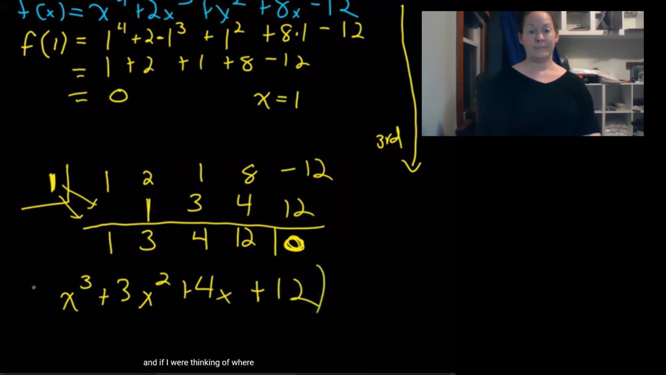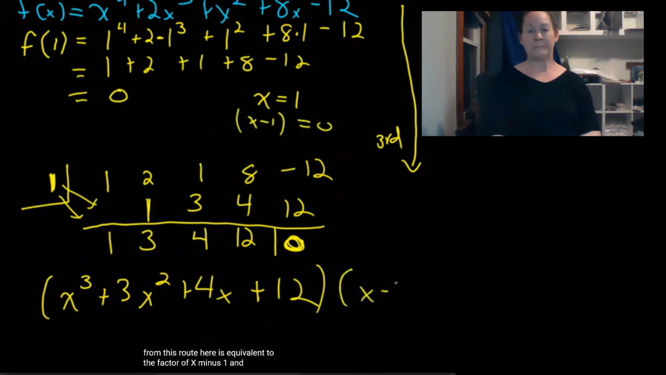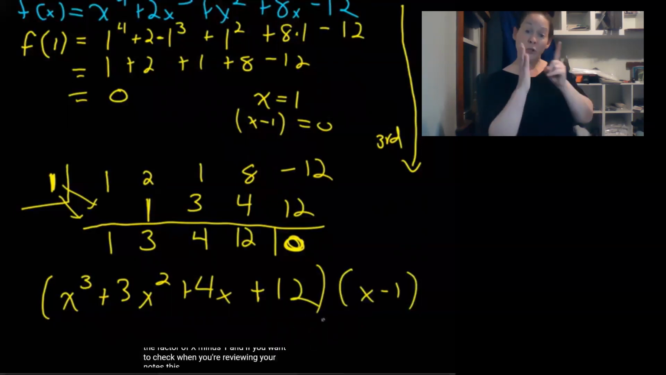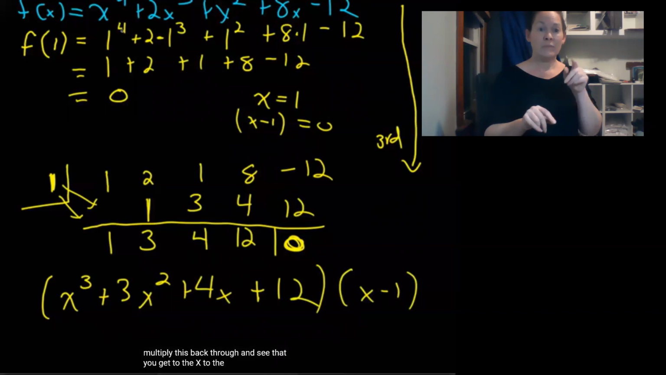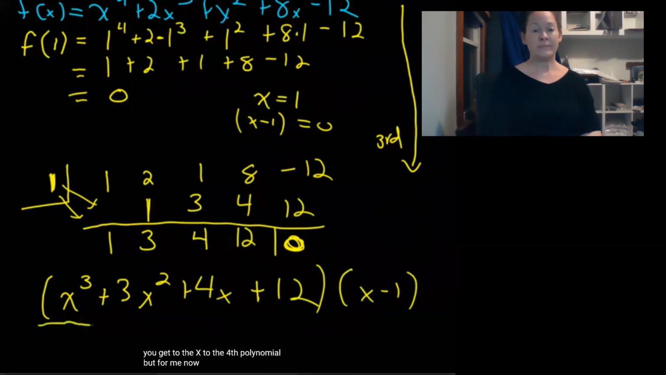And if I were thinking of where it came from, this root here is equivalent to the factor of x minus 1. And if you want to check when you're reviewing your notes, this would be a good time to multiply this back through and see that you get to the x to the 4th polynomial. But for me now, this is the thing I want to use.